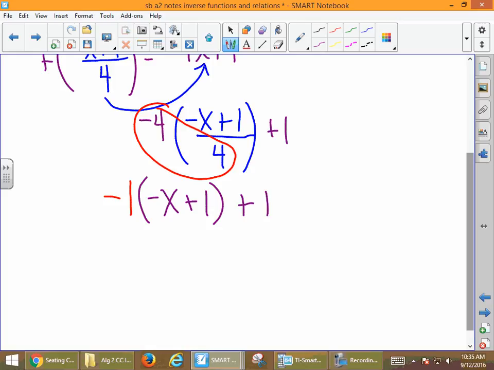We're trying to get this value to equal x. At least that's what it says in our paper. Let's try one more to make sure. So we're going to distribute. Negative 1 times negative x is positive x. Negative 1 times 1 is negative 1 plus 1. And x minus 1 plus 1 definitely equals x.